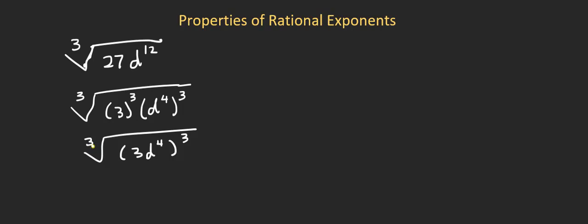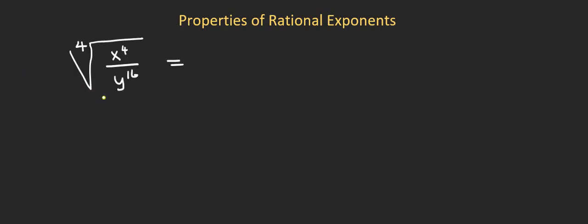Now notice, this is 3 and that's 3. So n is 3, which means that this will be the same thing as 3d to the fourth. You could also think of it as there are 3 of 3d to the fourth power. So 3d to the 4 comes out. So that will be your answer.